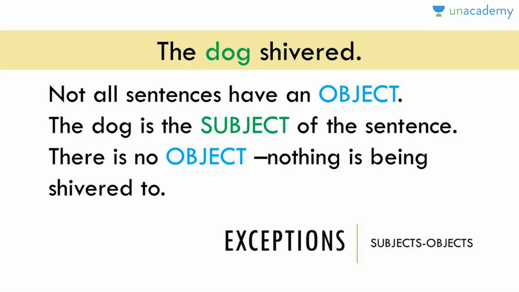There are some exceptions, like not all sentences will have an object. "The dog shivered." In this sentence, you have a subject because you're talking about the dog, right? So that's the subject. But there is no object. The dog is acting, it is performing an action, that is shivering, but it is not shivering onto something, right? So there is no object in this sentence.